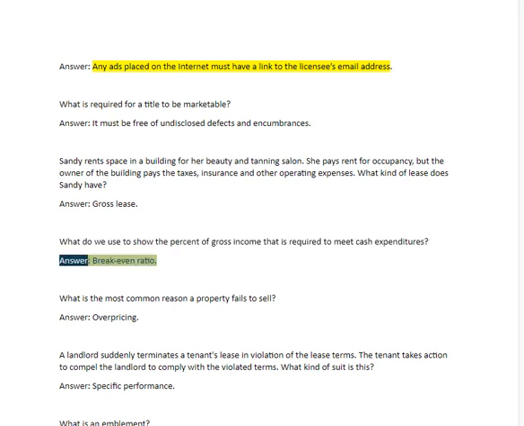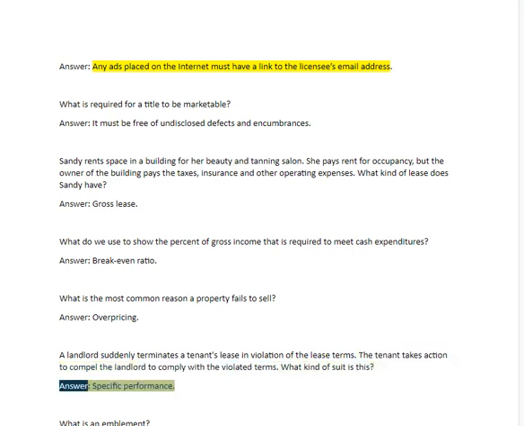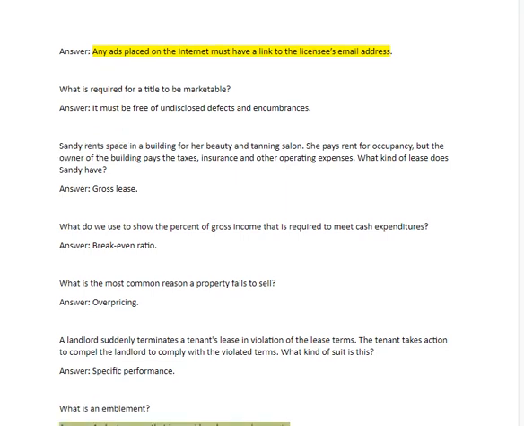What do we use to show the percent of gross income that is required to meet cash expenditures? Answer: break-even ratio. What is the most common reason a property fails to sell? Answer: overpricing. A landlord suddenly terminates a tenant's lease in violation of the lease terms. The tenant takes action to compel the landlord to comply with the violated terms. What kind of suit is this? Answer: specific performance. What is an emblement? Answer: a plant or crop that is considered personal property.